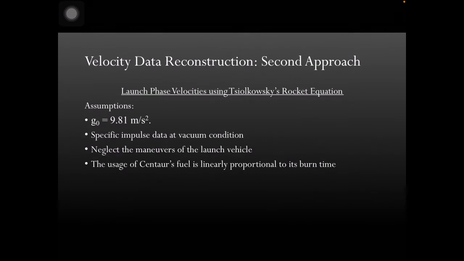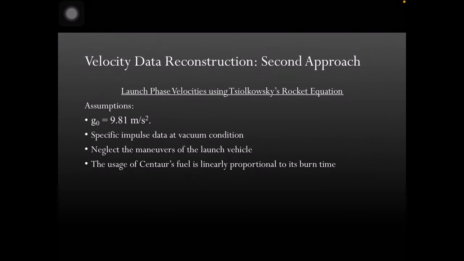Next, I will discuss the second approach of the velocity data reconstruction, which is to obtain the launch phase velocities using Tsiolkovsky's rocket equation. There are 4 assumptions to this. First, the geopotential gravitation is 9.81 meters per second squared. Second, the specific impulse data is at vacuum condition. Third, the maneuvers of the launch vehicle are neglected. And fourth, the use of Centaur's stage 2 fuel is linearly proportional to its burn time.